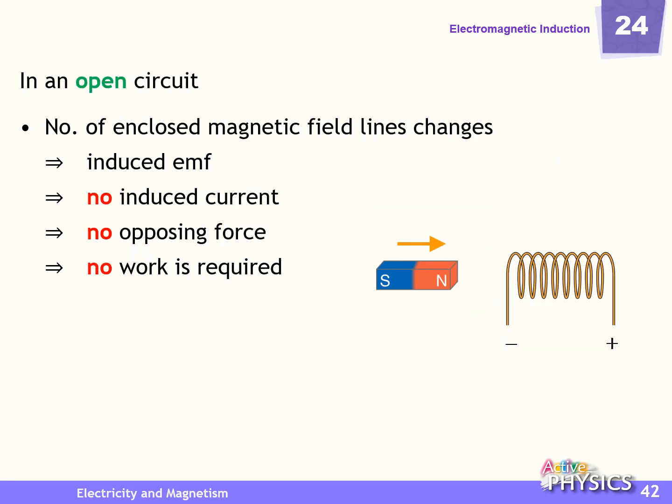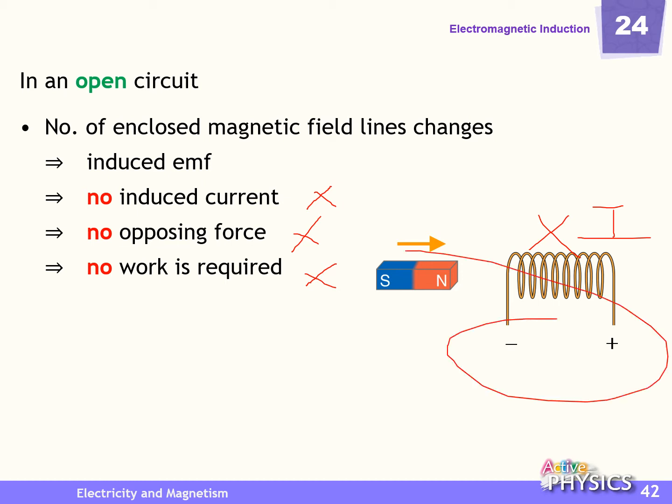And then in an open circuit, although there is an induced voltage, there is no complete circuit, so there will be no induced current, no opposing force, and no work is required, because you can't create any current in the solenoid as it's an open circuit.